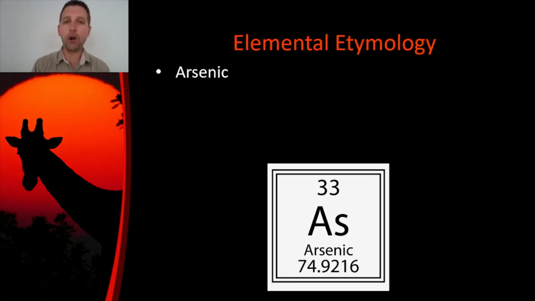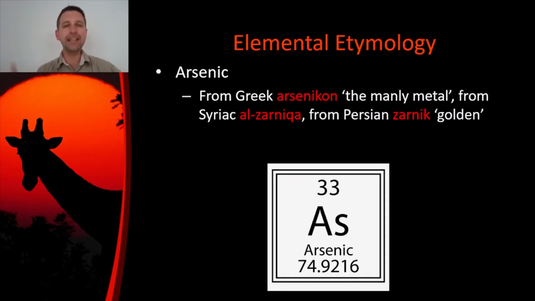Okay, let's move on to arsenic. I know you have heard of arsenic. This one has a particularly interesting etymology. Where does this name arsenic come from? Well, it comes from Greek, fairly late in the game, not classical Greek, but a little bit later on. The Greeks got this word arsenic. It's arsenikon in Greek. You can see it's very similar to our word in English.